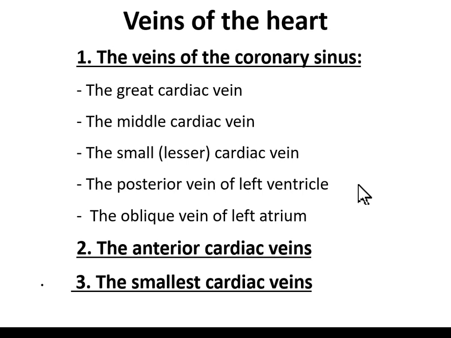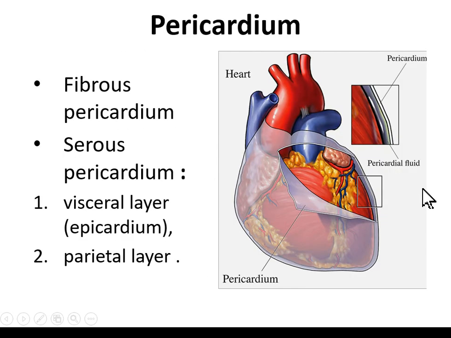The second group is the anterior cardiac veins and smallest cardiac veins. The anterior cardiac veins lie on the anterior surface of the right atrium. The smallest veins are inside the myocardium of the atrium, right atrium and right ventricle. The outer layer of the heart is the epicardium. The epicardium is the visceral layer of the pericardium.